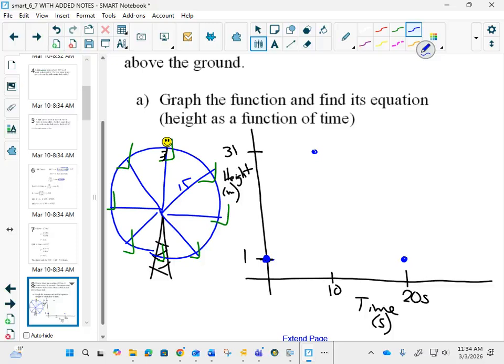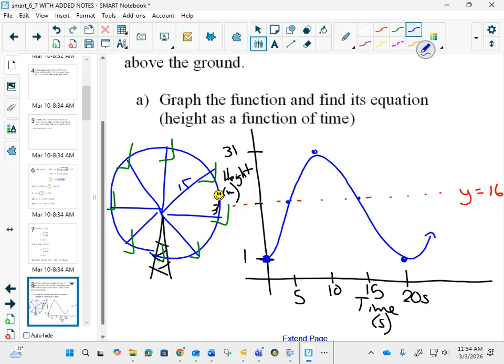Can you see that this would be like one full period? Usually we divide our period into 4 equal sections, so I'm going to add 5 and 15. 5 seconds makes sense that you'd be right there. What height would that be? Right in the middle here. In fact, that's going to be our sinusoidal axis at y equals, well, if the radius is 15 and you're up 1 plus 15, it's going to be 16. That's going to be a point here and here. And you keep on going.